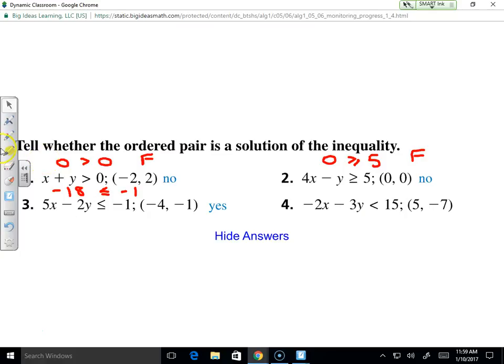Number 4, I need one last person to help me out, and Alan, go for it. So I plugged in the y and the x. Good. It's negative 2 times 5, minus 3 times negative 7, and I got negative 10 plus 21. Good. And what did you get when you put those two together? 11. Positive 11, right? Good.